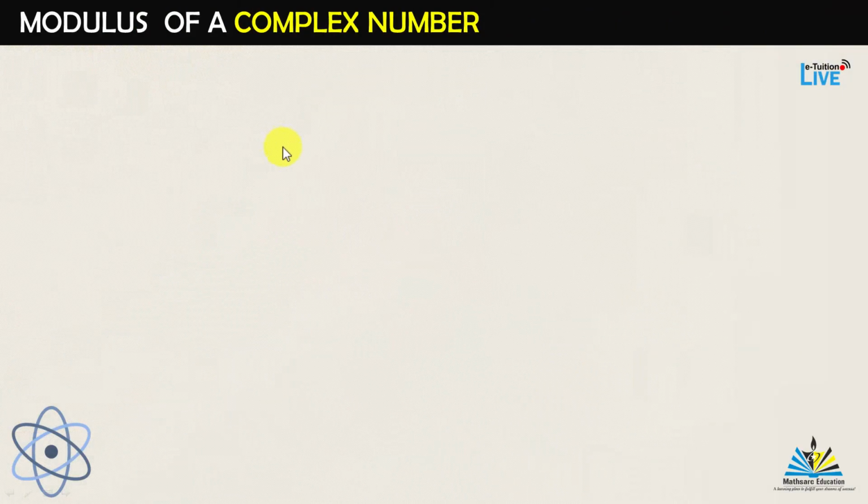Let's learn about the modulus of a complex number and what is the meaning of it and how it works. Let's say a complex number z is a plus iota b. Then we define mod z of a complex number as under root of a square plus b square.